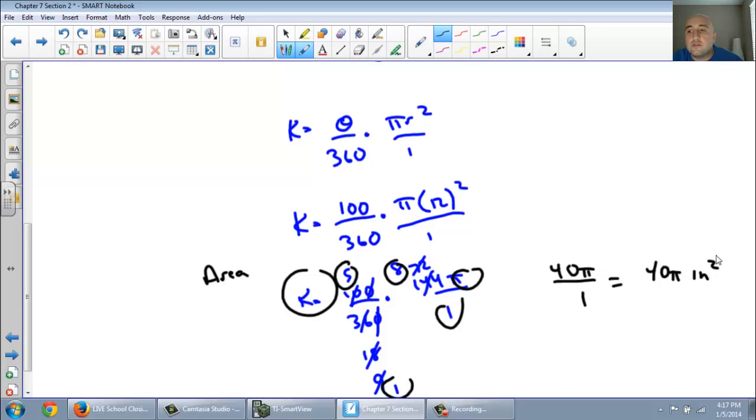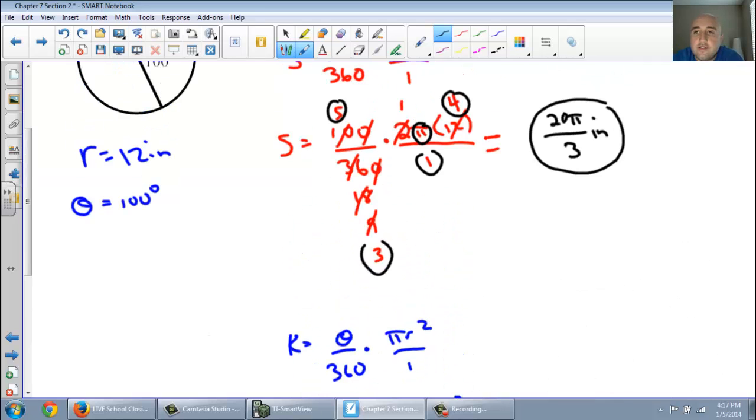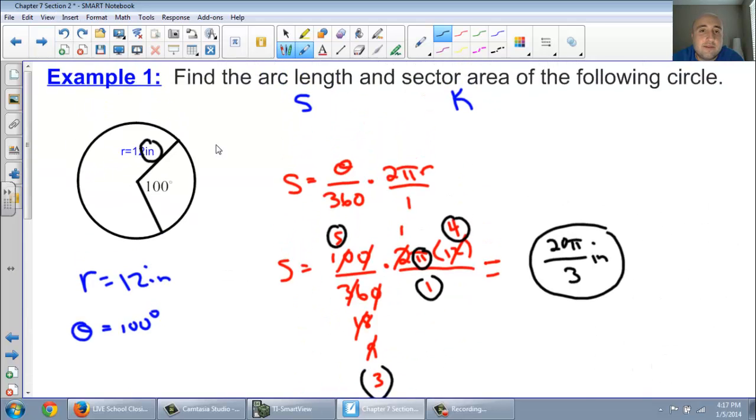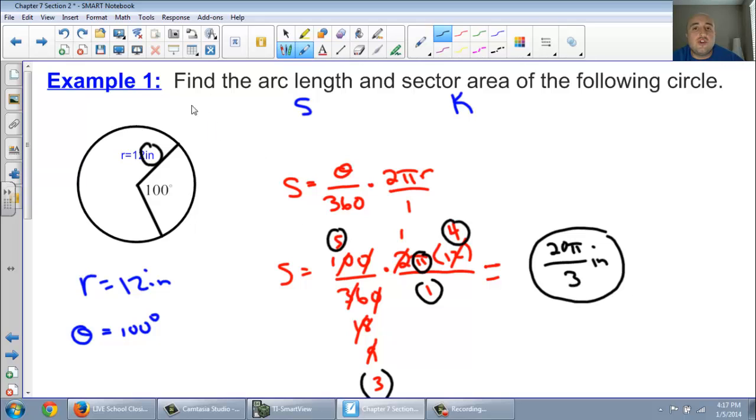so it's inches squared. Okay, so those are our two formulas. S was 20 pi over 3 inches. K was 40 pi inches squared. Okay, so that example is when you are in degrees.